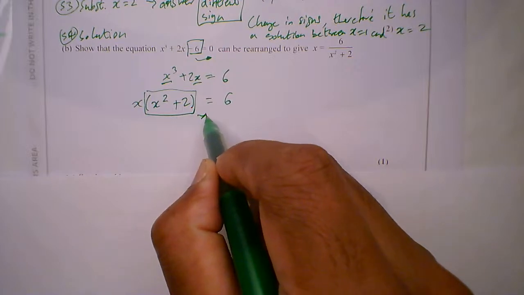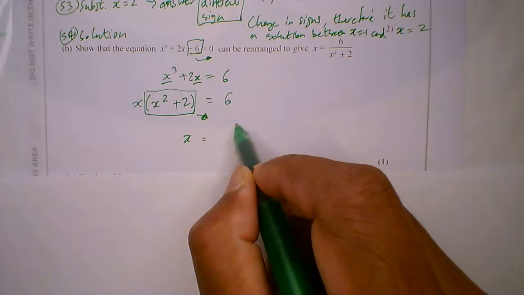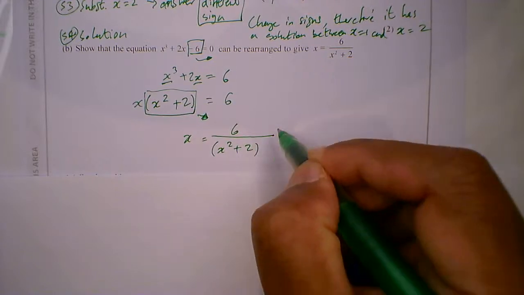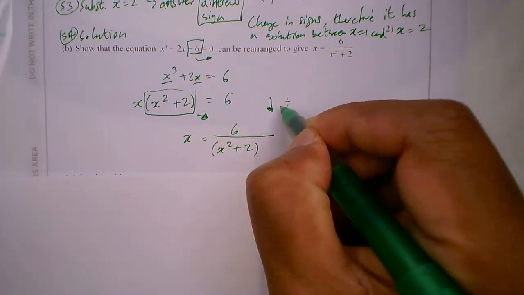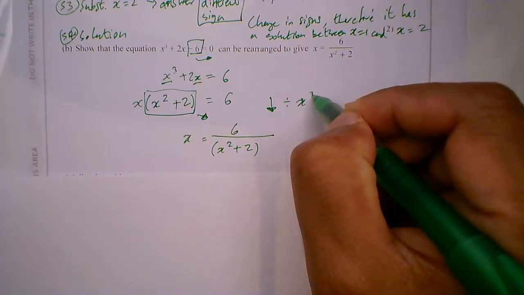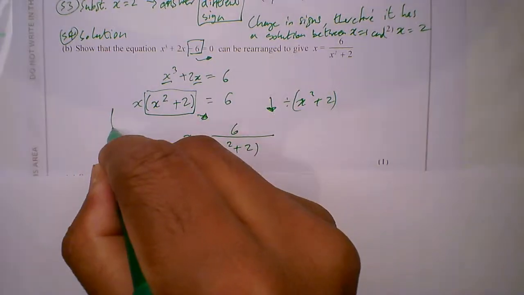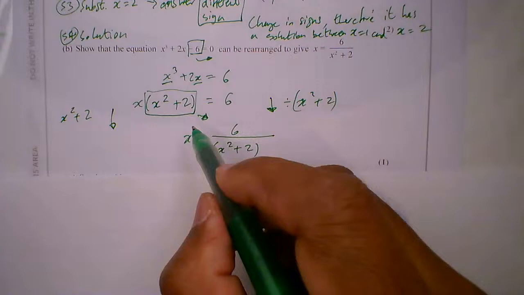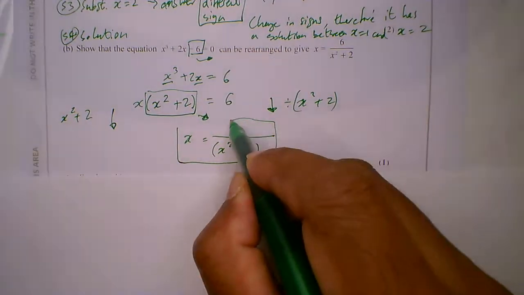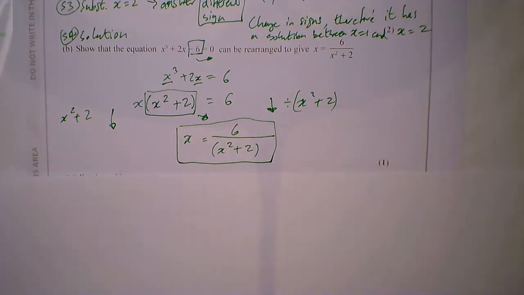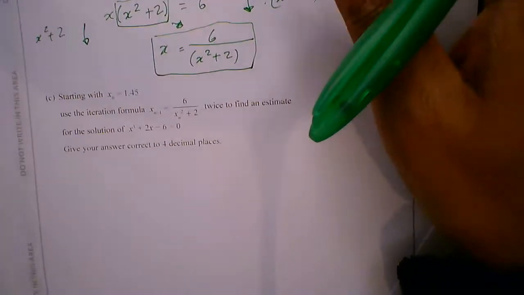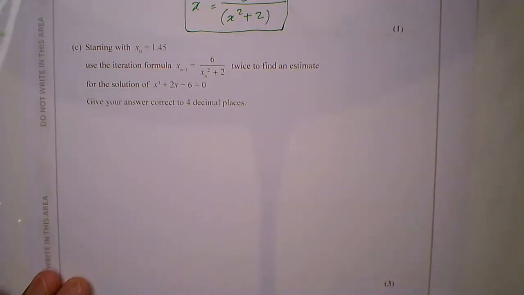And then the last step is I can divide all of that, so this goes to the bottom if you like. So x equals 6 all over x squared plus 2. What I'm doing is really dividing by x squared plus 2 on both sides. And that is what the question is asking us for. All right, hope that's okay. Right, let's go to question 17, part C.